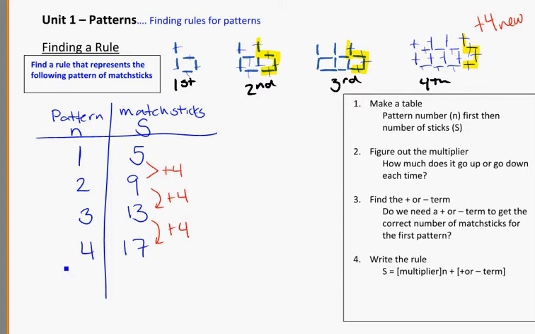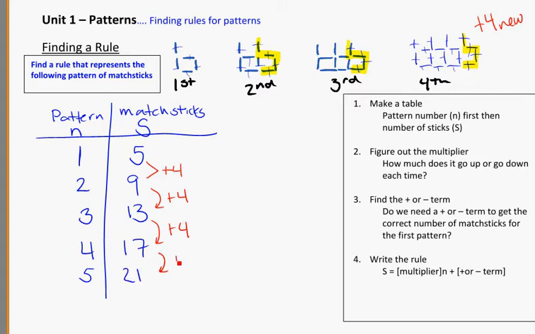So using that as what we can see as a pattern, something that's repeating itself, what would you predict would be in the fifth pattern if we were to make it out of matchsticks? Again, you would take 17 and you'd add 4 onto that. So 17 plus 4 would get us 21.